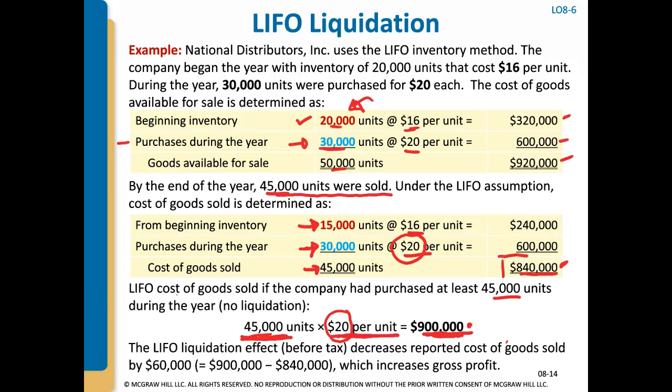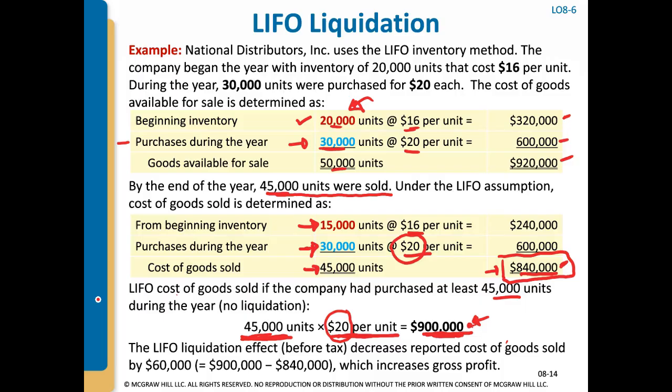But instead, you're actually going to report the $840,000. So your cost of goods sold is going to be $60,000 less than what it would have been had you not had to dip into those old layers with those old costs. And the reason for that is, if the difference between the 840 and 900, which in our case is obviously $60,000, if the difference between your LIFO and your alternative calculation is considered material for your company, you have to disclose that.